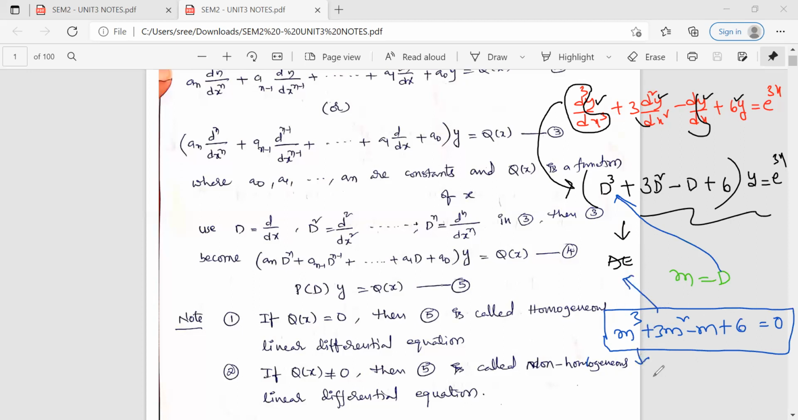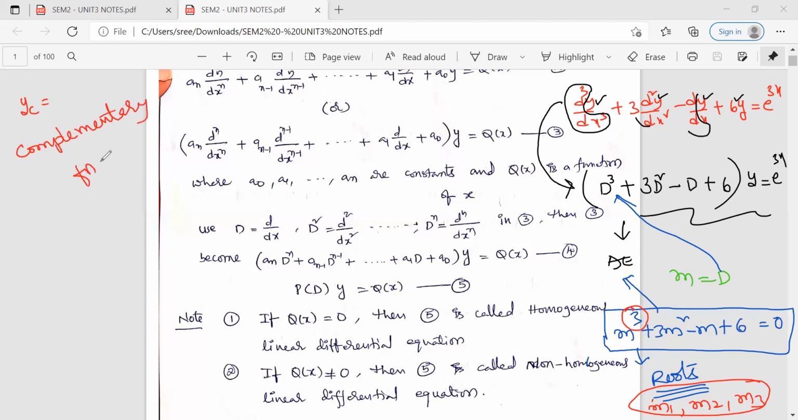After that, we find the roots by the normal method of solving. Based on the degree of the equation, we get the roots. Here, the degree of the equation is 3, so we get 3 roots, m1, m2, m3. Based on the roots, we write the solution. This solution is called the complementary function, the solution of the auxiliary equation.